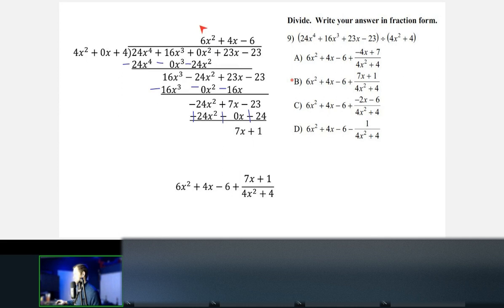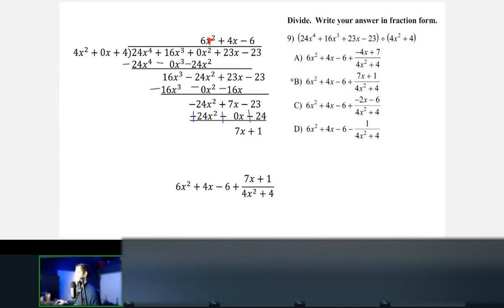So we're going to write 6x squared plus 4x minus 6 plus your remainder all over your divisor. And our divisor was 4x squared plus 4.